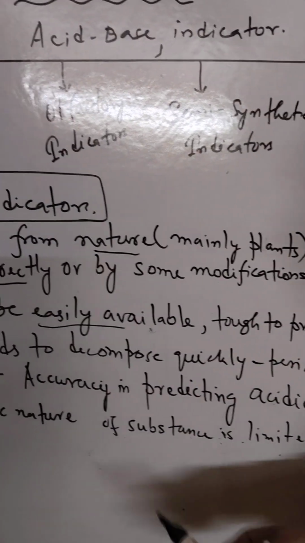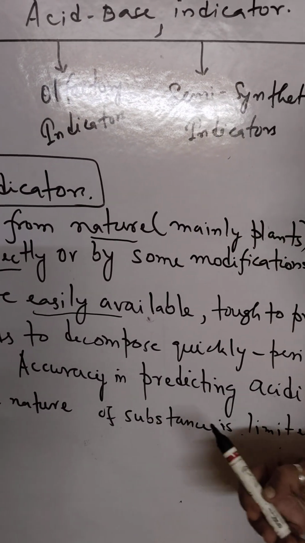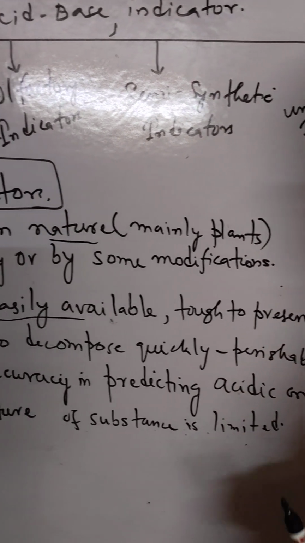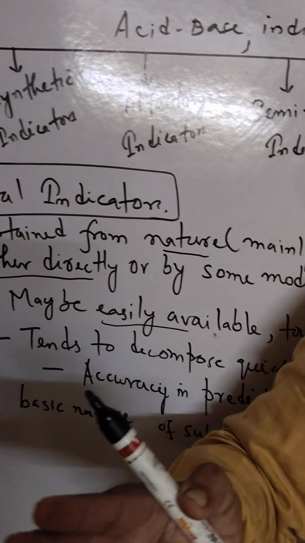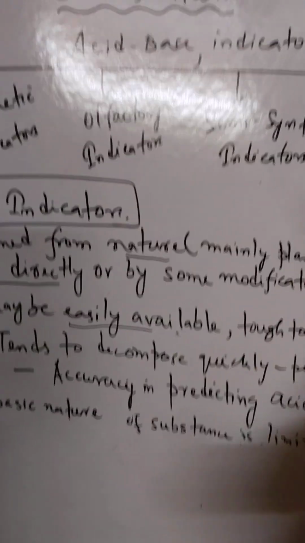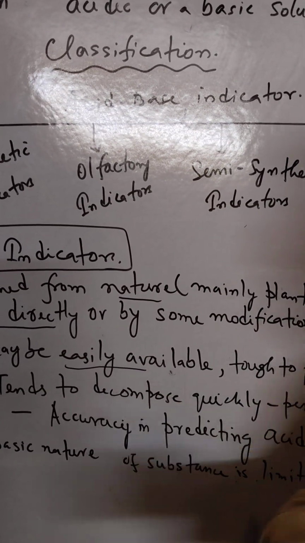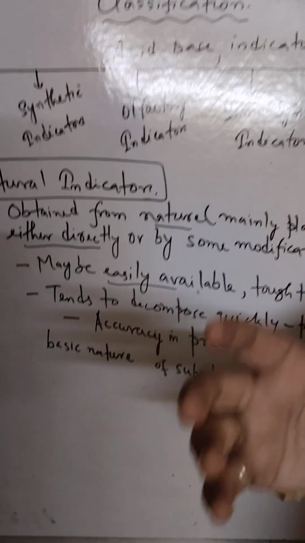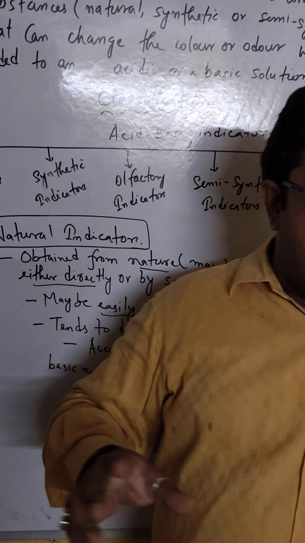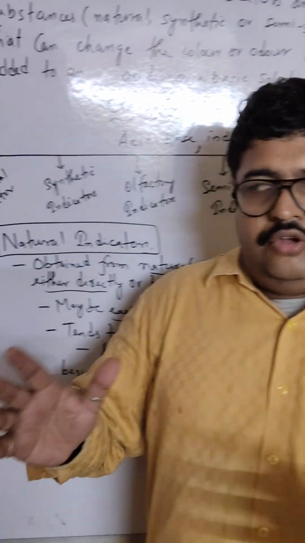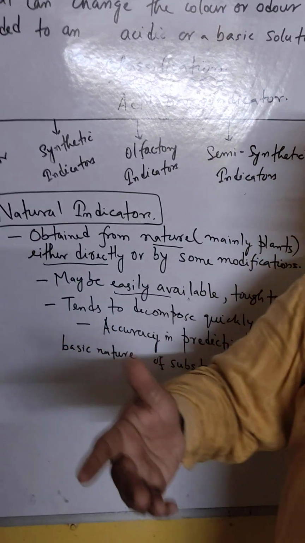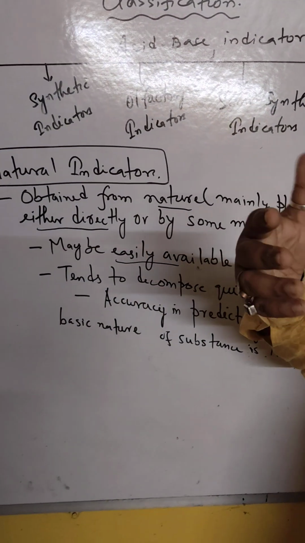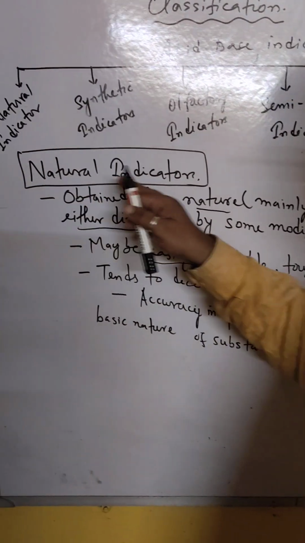Since they have a tendency to decompose, naturally we can say that the accuracy in the prediction of acidic or basic nature of a substance is limited. That means to some extent it works. In most of the cases it fails to provide you whether a substance is acidic or basic. And last but not the least, when an acidic substance due to a chemical reaction gets converted to a basic substance, in that very reaction you can't understand how an acidic substance gets converted to a basic substance by using the natural indicator.